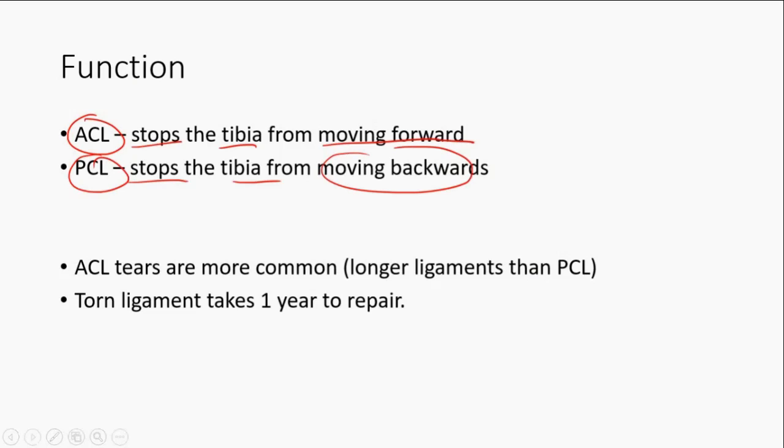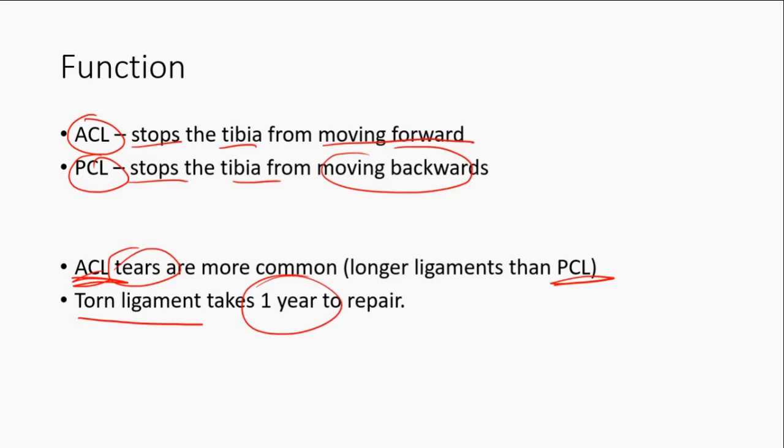Now, referring to the tears themselves, they're more common in the ACL, the anterior cruciate ligament, because these ligaments are longer than the PCL ligaments. You can imagine that a longer ligament will not resist as much tension as compared to a shorter ligament. PCLs are more rare to be torn because they're shorter and more resistant to tension. Any torn ligament will take approximately 1 year to repair. That's a good piece of information for you to remember.